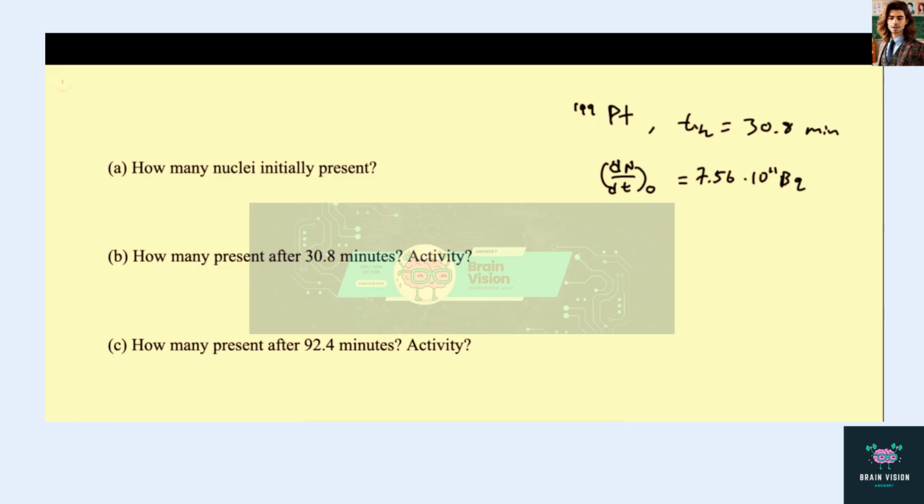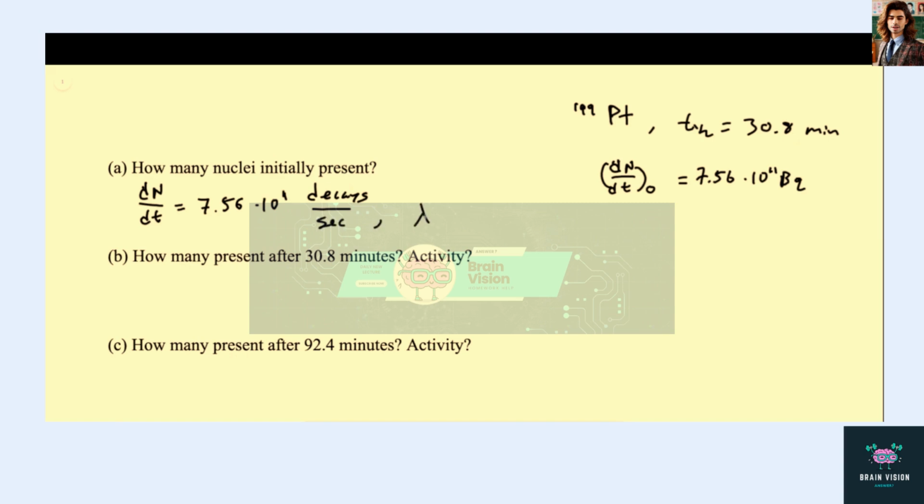So we're given initially dN/dt at time t equals 0 is 7.56 times 10 to the 11 becquerel, which we can convert into a number of decays per second. So this is equivalently dN/dt is 7.56 times 10 to the 11 decays per second.